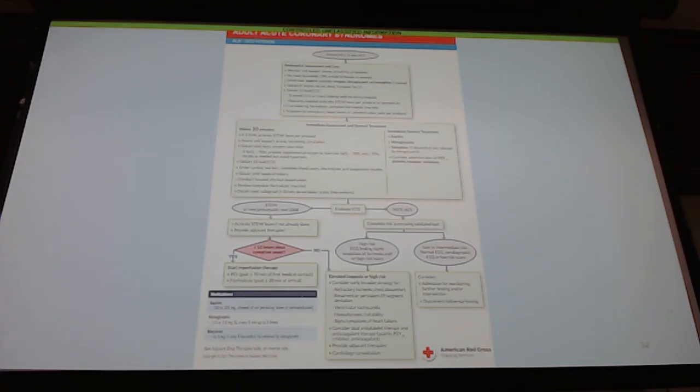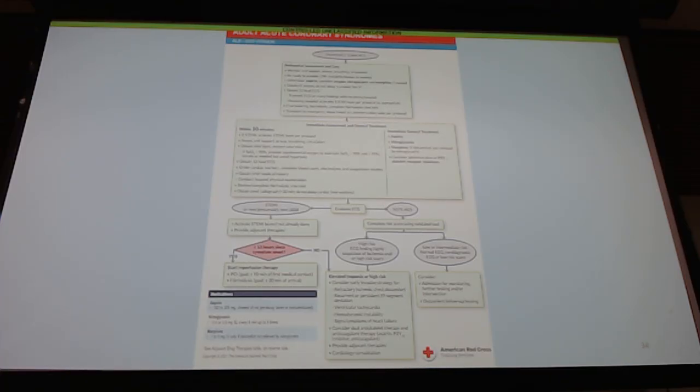But just understand that there is now a new version. So when you go through your BLS, when you go through ALS, you're going to be learning the 2025 version, so it may be different from this. Okay? So let's walk through it.